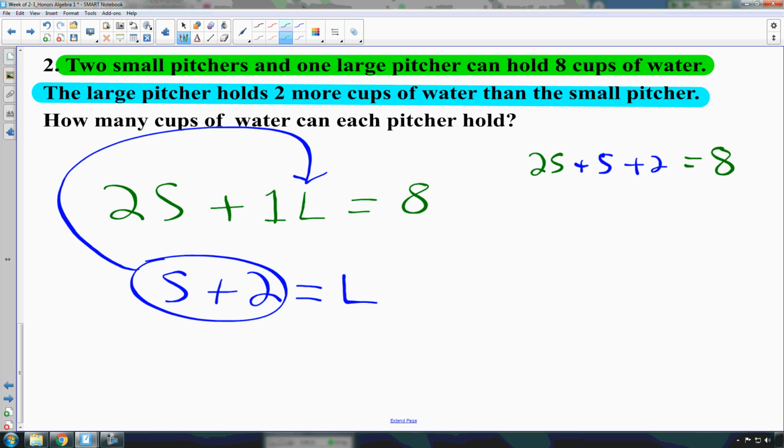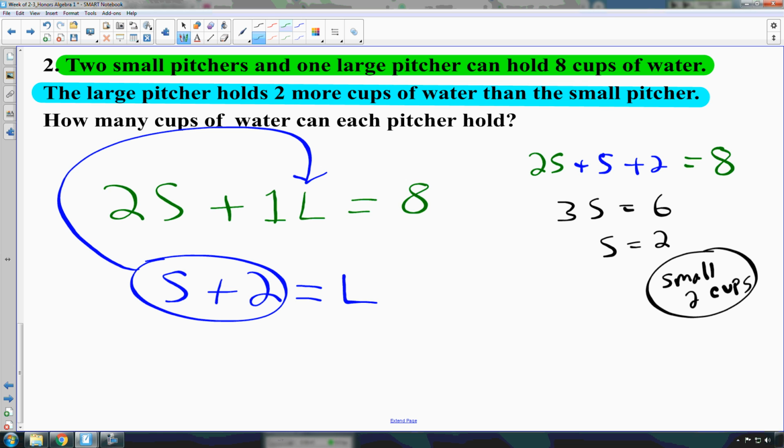And now I'm just going to use black marker to solve this. So I've got 3s equals 6. I skipped a step. s is equal to 2. So we know that there are 2 cups in the small pitcher. Small pitcher is 2 cups of water. And if the large one holds 2 more cups than that, we can already kind of know that the large is going to hold 4 cups.